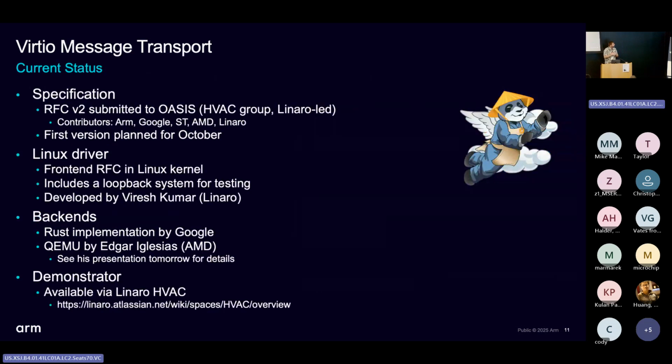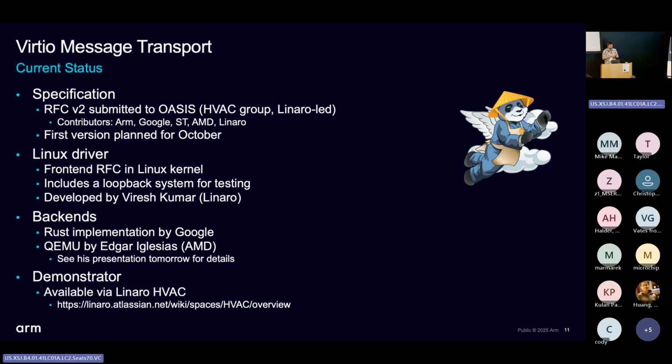So what is the status of the initiatives? We published the RFC v2 of the specification to the OASIS group. I think we published that, Bill published it, in July. And we plan to have a first official pushed version around October. We have a Linux driver implementation, well, maybe November. We have a Linux driver implementation for the front end.